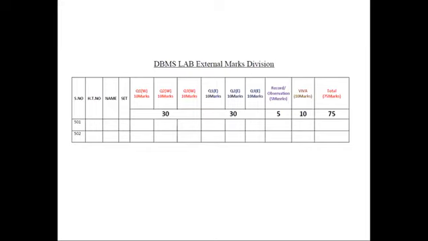Now see, your question paper is divided into 10 sets. In each set, there are 3 questions. Each question carries 20 marks. 3 into 20, 60 marks. For your record or observation, you will get 5 marks. For viva voce, you will get 10 marks. Total 75 marks. In internal, you will get 25 marks, right? 25 plus 75, total 100 marks.